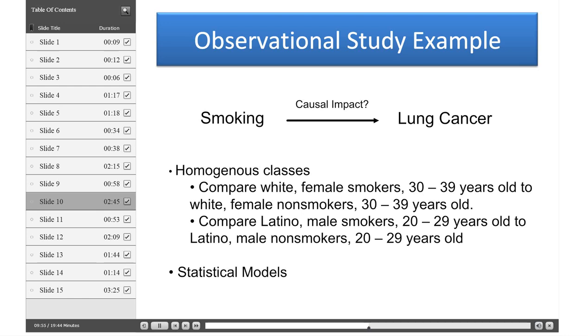Another technique would be to construct a statistical model that predicts lung cancer based on a variety of risk factors, including smoking, and then you could look at various quantities in the model related to smoking, which would help you figure out whether smoking was actually having an impact on lung cancer or not. And constructing statistical models is one thing that we are going to talk about later in the course.